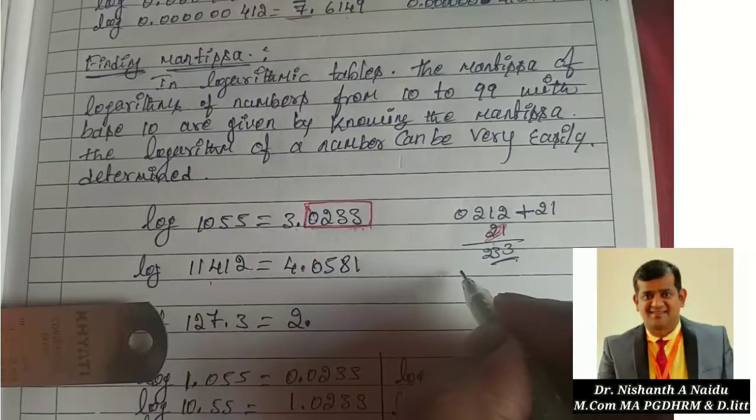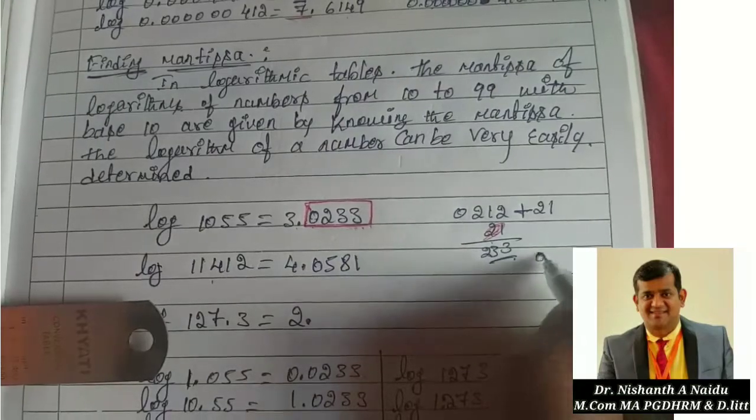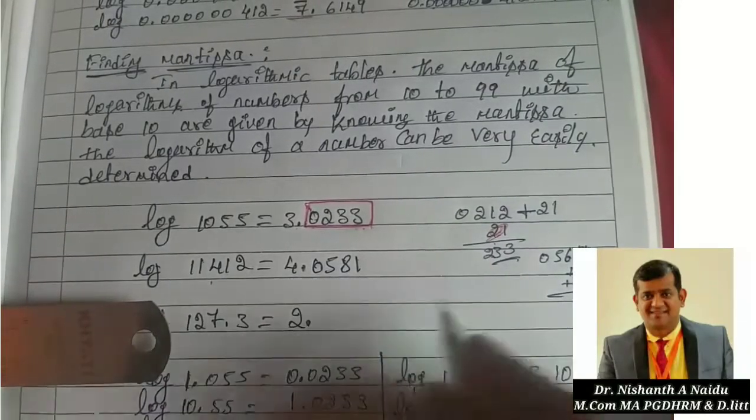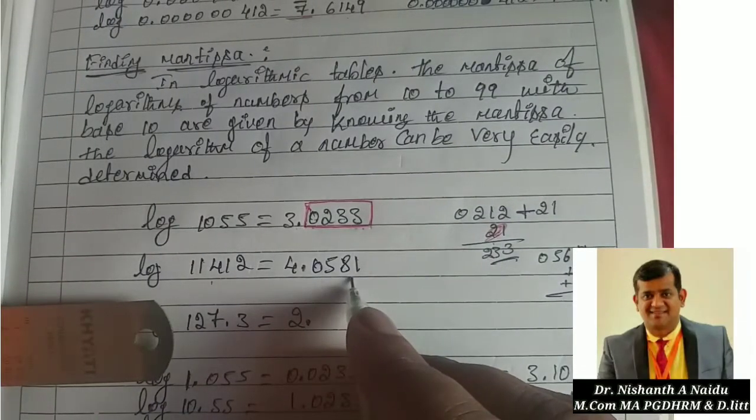So the answer for this is 4.0581. That is how we got 0.569 plus 4 plus 8, and that is the 0.581 we got.